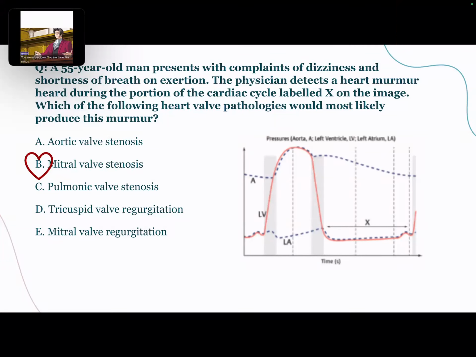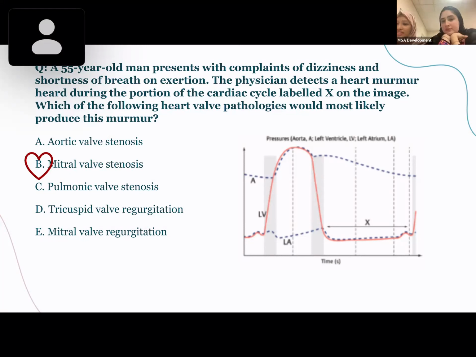Can I ask a question? Yeah, sure, go ahead. If the point was in LV, would it be considered a systolic murmur? If the point, you mean on the graph LV, like here? Yeah. Yeah, that's systolic. Whenever the graph rises up, anything from that point is systole. So that would be considered a systolic murmur. You're right. Okay, thank you. No problem. Do you guys have any other questions?